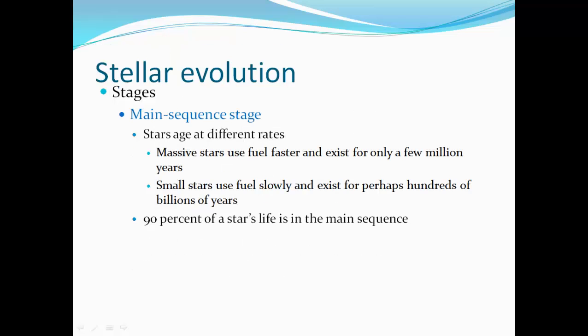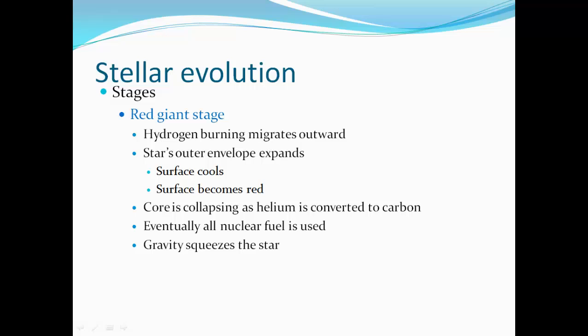Main sequence stage. Stars burn fuel at different rates. Massive stars use fuel faster and exist for only a few million years. Small stars use fuel slowly and exist for perhaps hundreds of billions of years. 90% of a star's life is in the main sequence.